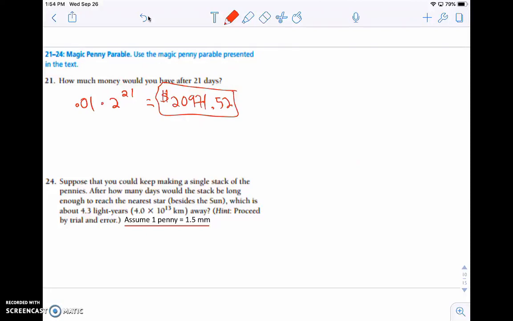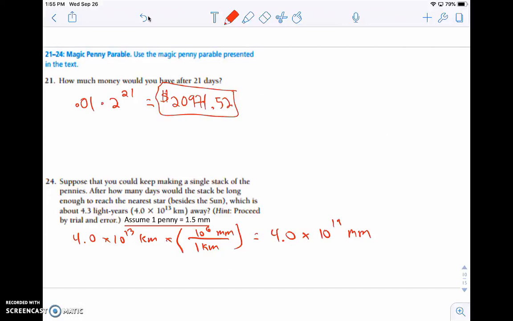So first we need to get this into millimeters. We take 4.0 times 10 to the 13 kilometers, and we need to convert this into millimeters. 1 kilometer was 10 to the 6 millimeters, that was from a little while back, or it's 1,000,000 millimeters if you want to think of it that way. So this is 4.0 times 10 to the 19th millimeters is how far away this nearest star is.